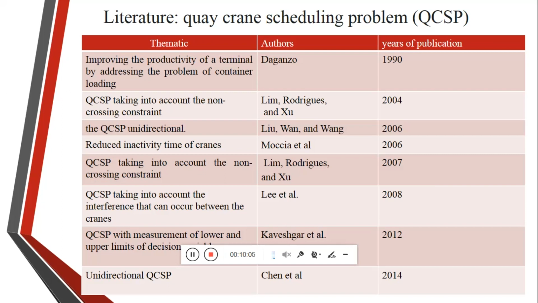After that, we find the K-crane scheduling problem in unidirectional and the reduced inactivity time of crane, then we find the K-crane scheduling problem taking into account the interference that can occur between the cranes. And in the last, we find the unidirectional K-crane scheduling problem.